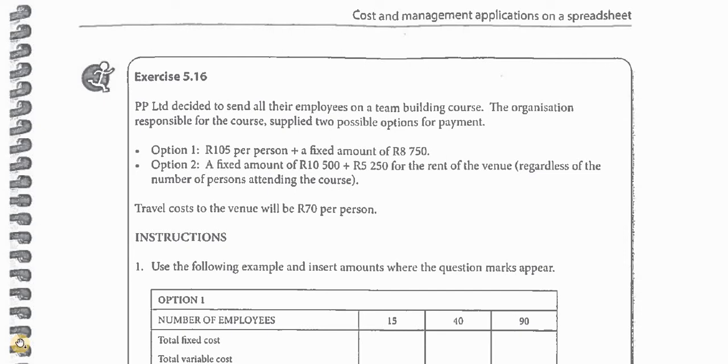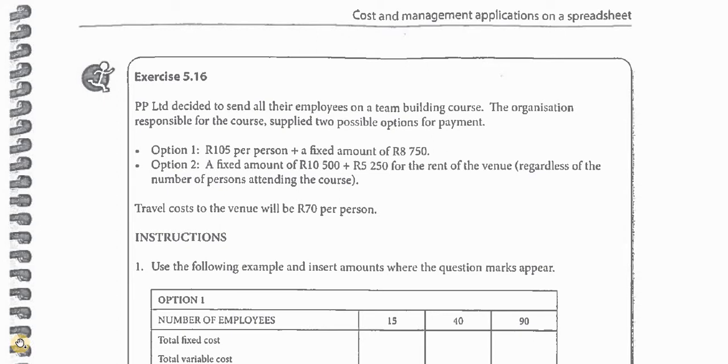All right, we are doing exercise 5.16. Let's read through the information. PP Limited decides to send all the employees on a team building course. The organization responsible for the course supplied two possible options for payment. Option 1 is that we pay 105 per person and a fixed amount of 8,750. So that 105 is variable and the 8,750 is fixed.